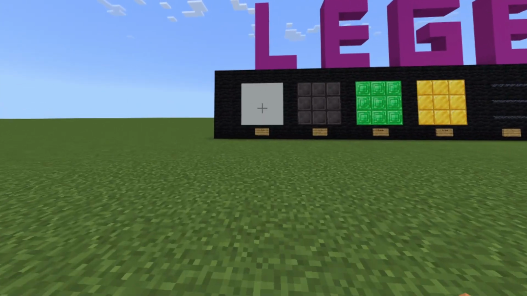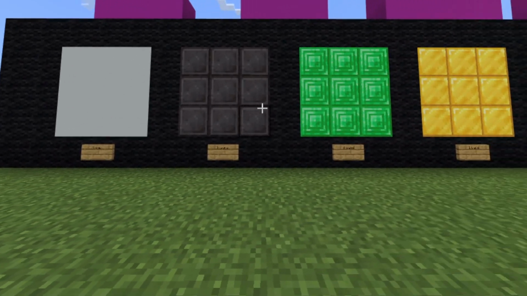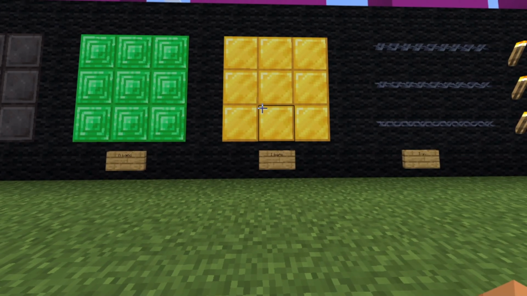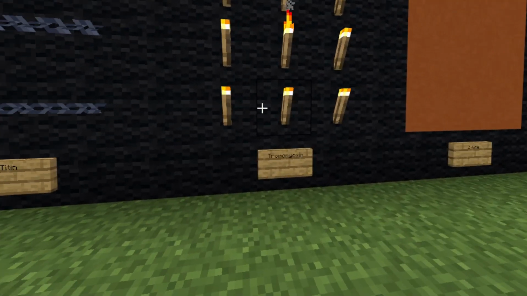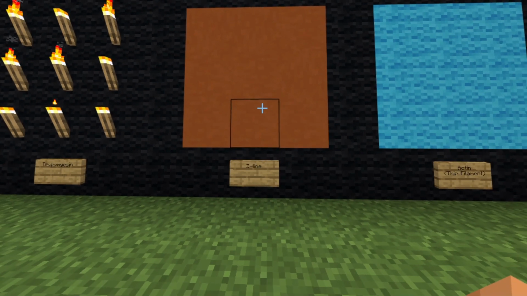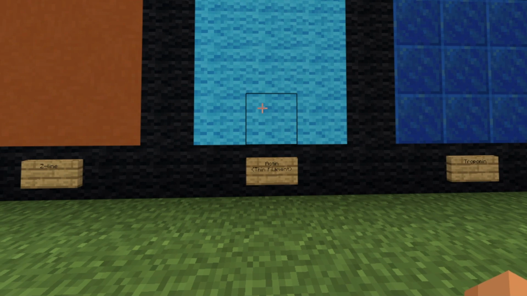This white block represents the M line, this black block represents the H zone, this emerald block represents the A band, the gold block represents the I band, and this chain-like structure represents titin. These torches represent tropomyosin. This orange block represents the Z line. This blue wool block represents the thin filaments, which is actin.